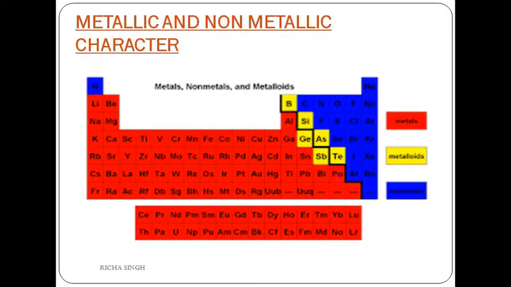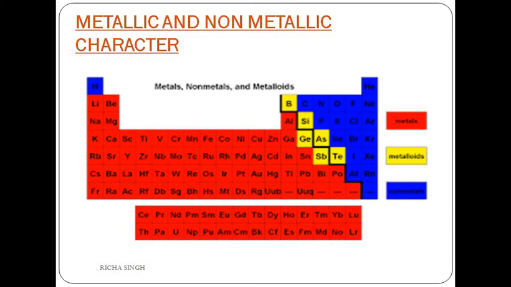Now, metallic and non-metallic characters. So you know the metals are present on the left side and also in the center of the periodic table. Non-metals are located on the right side, and metalloids are present on the borderline. They are shown by some zigzag lines. In yellow you can see the metalloids.